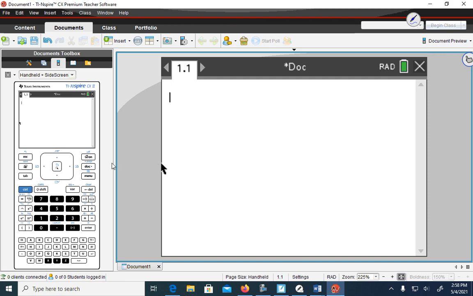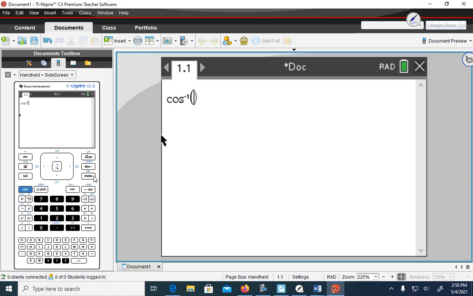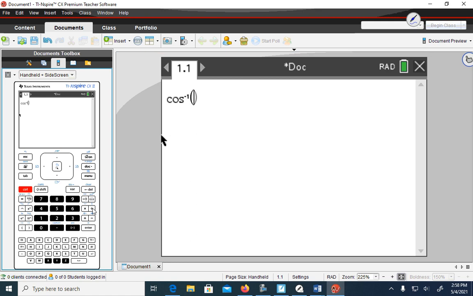So here I go. I'm going to do this. I'm going to go to my trig functions, inverse cosine. My favorite button is that fraction key. You should know that by now. And I am going to type in what I saw there, which I'm trying to find.